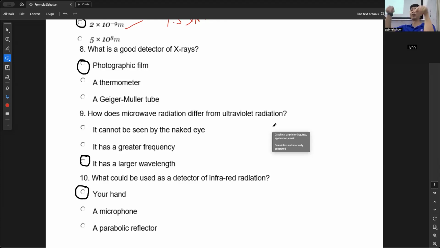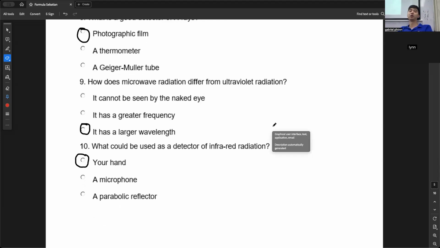Hey, photographic film is what you see if you've ever done an X-ray before, that blue color, black color thing. That thing is called a photographic film, guys. A Geiger-Müller tube is used to detect radiation for gamma, alpha, and beta. So no, Geiger-Müller tube is not so good. Okay.